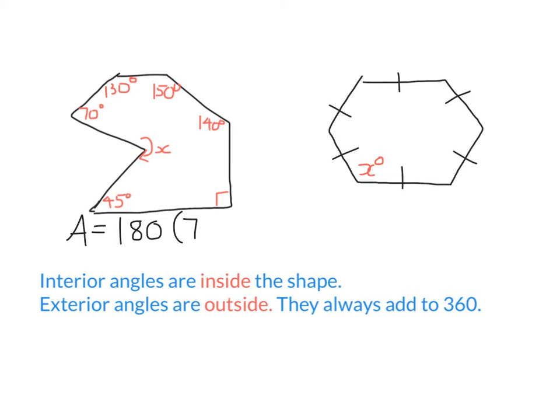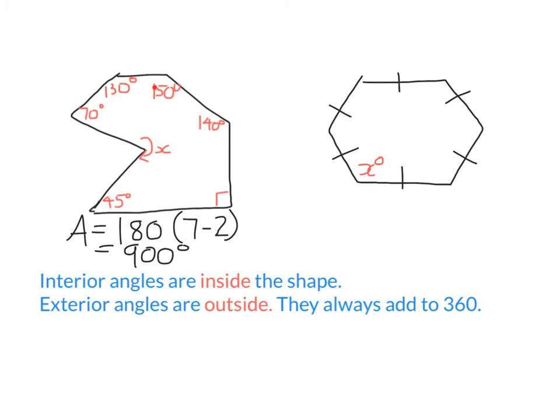N is the number of sides, so 7 in this case, minus 2. The angle sum here is 900 degrees. That's true of any 7-sided shape. A 7-sided shape is called a heptagon or a septagon. So I know that all of these 7 angles must add up to 900.